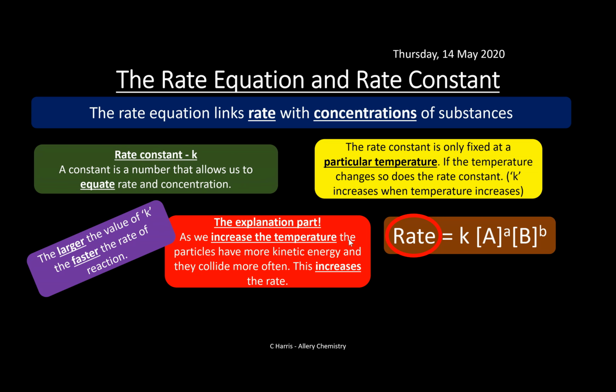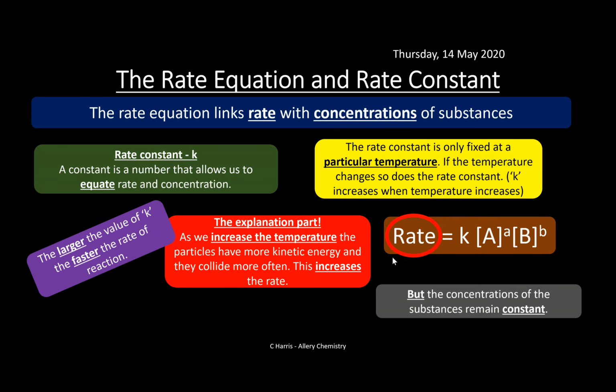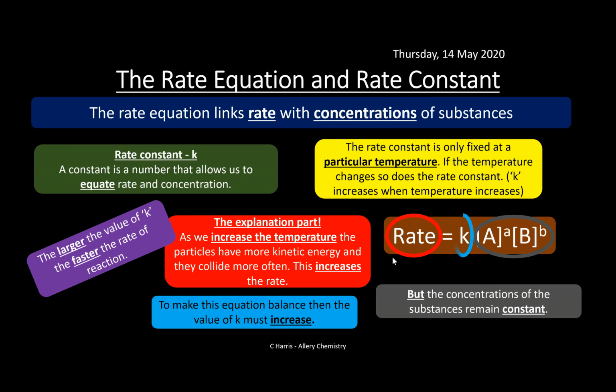So if we bring up our rate equation, as you can see there, rate is this element here, so it's on this side. Now, the concentrations of the substances, A and B, remain the same. It doesn't matter if we heat this reaction up. The concentrations of the substances aren't going to change, so they remain constant. So to balance this equation out, we must have K increasing to make it equal the rate. So K must increase as the rate increases, and the rate will increase if the temperature increases. So that's how we can make these links between temperature, rate, and the rate constant K.